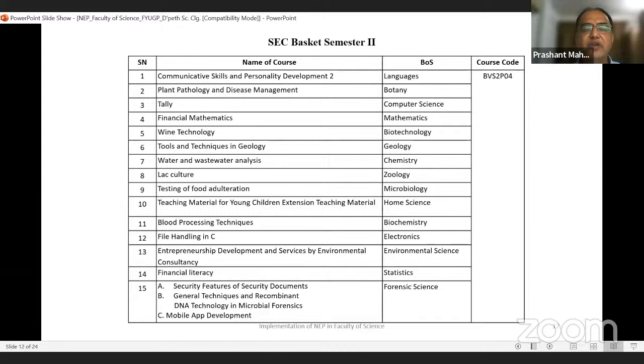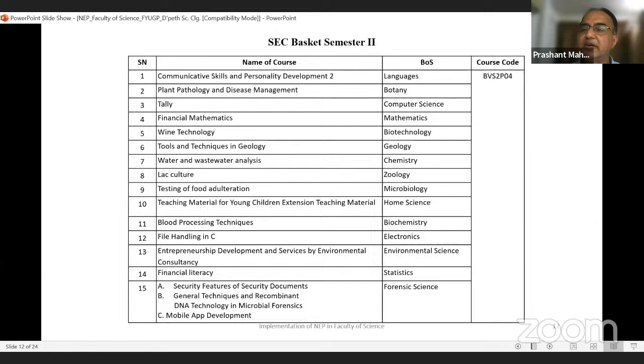See, again the languages board has given communicative skills and personality development 2. Anybody can teach it. Plant pathology and disease management. See, a beautiful course. Tally. Computer science is offering a course, Tally. Finally, these are the courses which, if done by the students, will make them eligible to get a job in the market if they exit after 2 semesters, receiving a certificate in science.